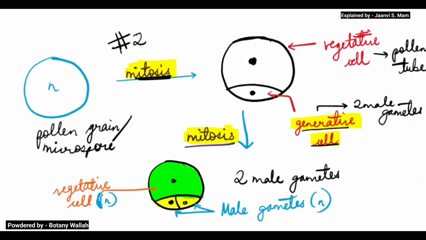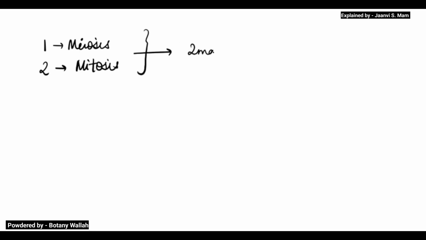So you should know this much: what is the role of the vegetative cell and what is the role of the generative cell. If I want to write how many total divisions, the total is one meiosis and two mitosis. To form what? It will give you two male gametes plus one vegetative cell.